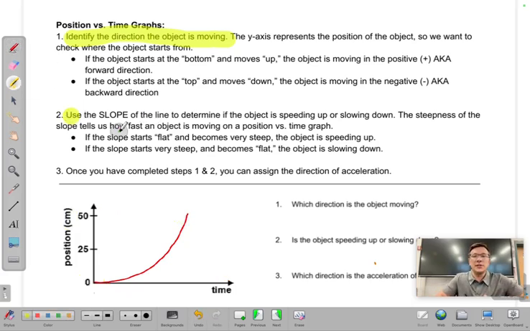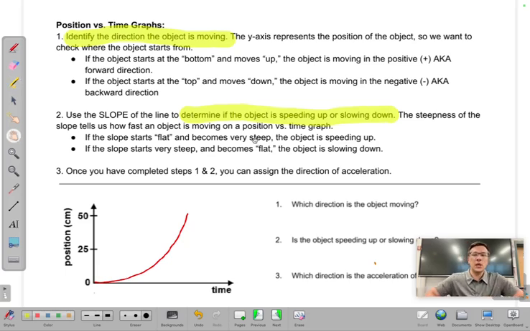The other thing is that we want to make sure that we figure out if this object is speeding up or slowing down. So I will highlight that, determine if the object's speeding up or slowing down. And this is pretty simple. We just need to look at our slope. We talked about in our last video that the slope of a position versus time graph tells us how fast the object is moving. It's the speed or velocity of the object. So if the slope starts flat and becomes steep, it is speeding up. And if it starts steep and becomes flat, then it's slowing down. Best way to learn this is just to practice.